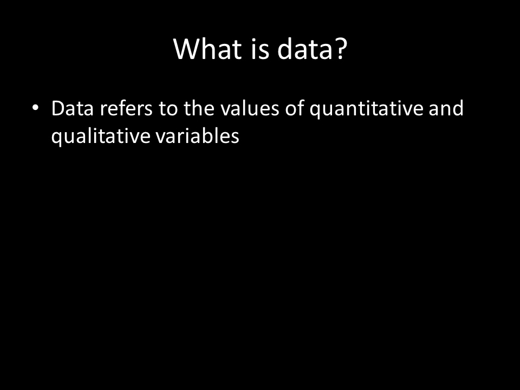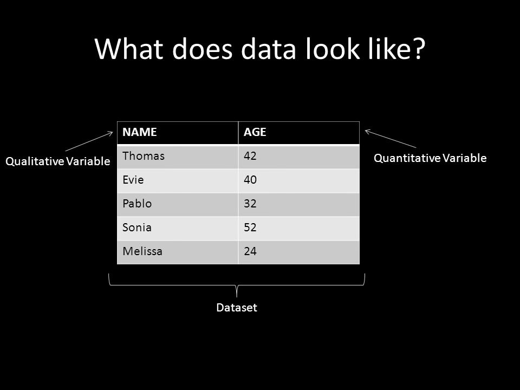What is data? Data refers to the values of quantitative and qualitative variables that are observed by participants in your research study. In its simplest form, an example of a data set might look like this. So what does data look like? This is a data set that contains two variables, a qualitative variable and a quantitative variable.